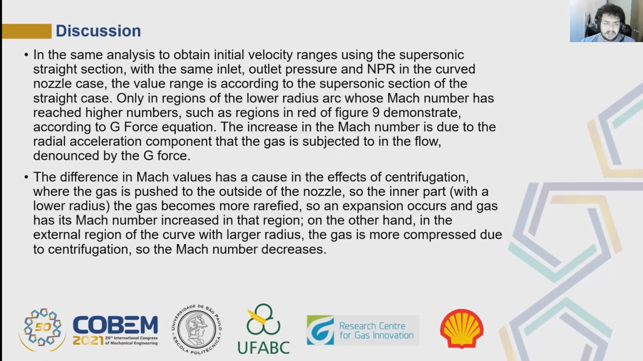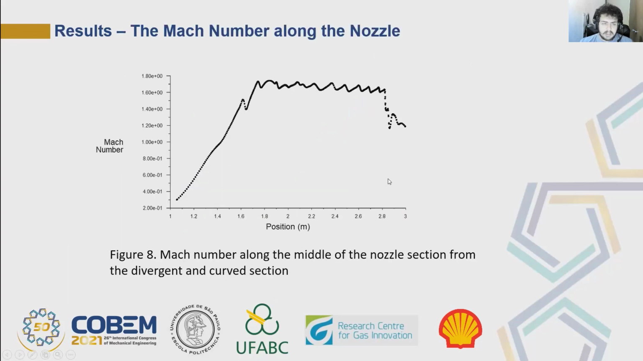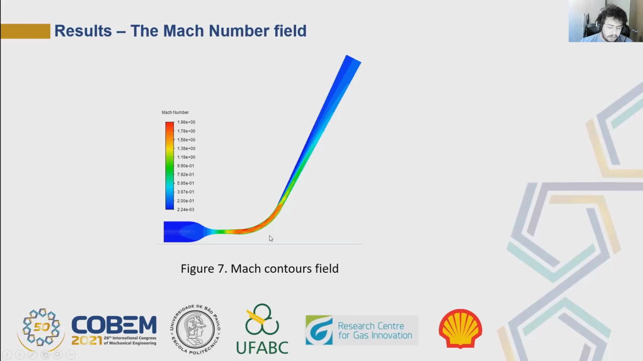So, main analysis from the initial velocity: we can reach higher Mach numbers in regions that have lower radius. Okay, and this can be seen in the figure 9 or figure 8 or figure 7.